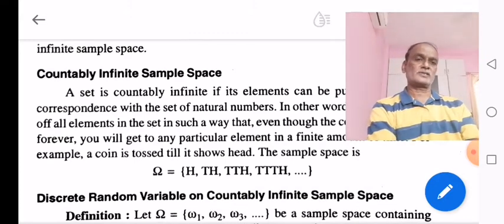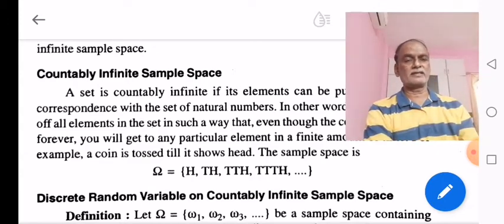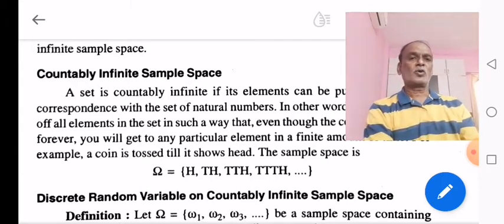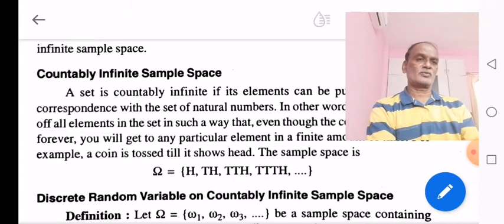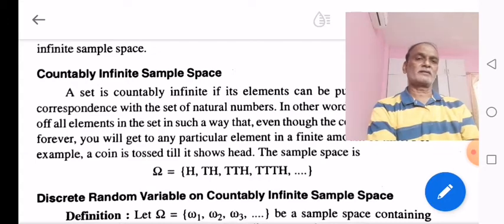The sample space will be H, TH, TTH, TTTH, and it will continue like that. There are 3 times you are getting tail and then you are getting head. So whenever you are getting head, you have to stop there. So how many sample points are there? We can't count here. But one-to-one correspondence with the set of natural numbers we can write.